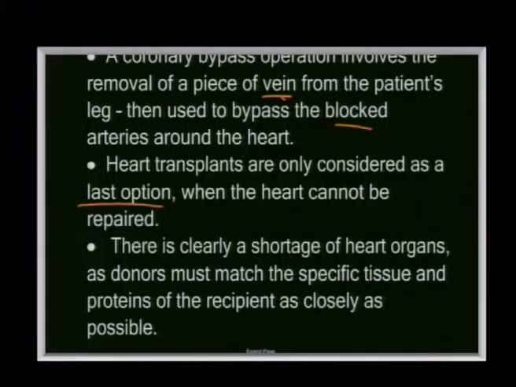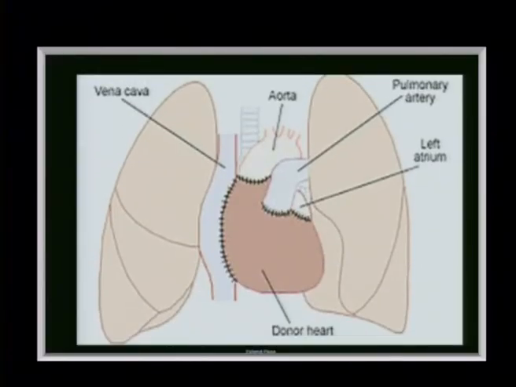So we have to make sure that it is our last option, and also we have to make sure that it is a very, very specific match. Now remember, genetics, we have our own proteins in our body. It must be a perfect match, or else it's not going to work. This is what a heart transplant is. They actually cut their aorta, they cut here from the venae cavae, and because they're going to join that to the other person, to the recipient's tubes, and they take the heart.